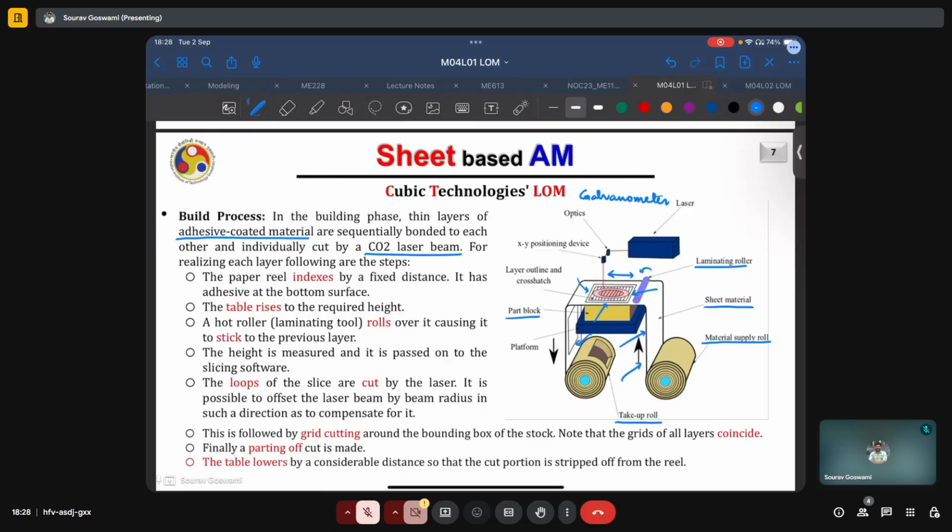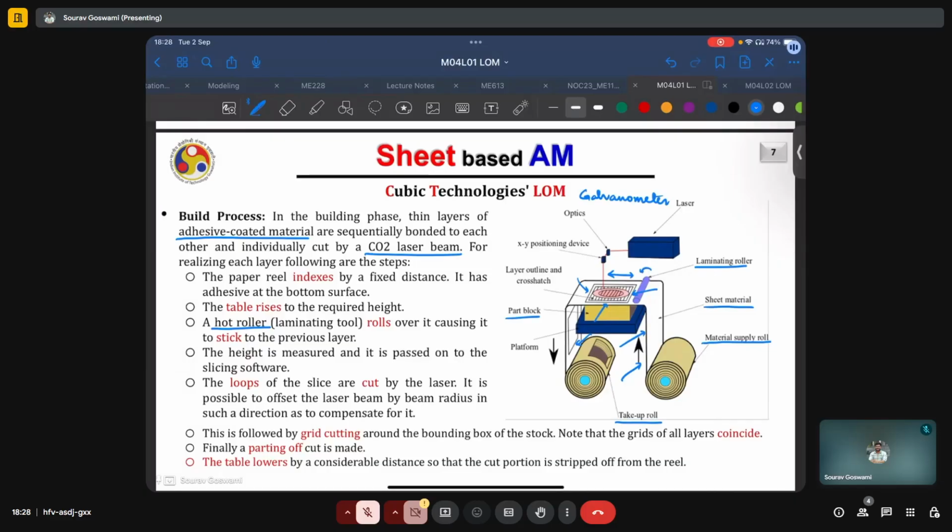In this case, the CO2 laser beam is seen to be effective in cutting and joining this paper. The paper is indexed by a fixed distance and it has adhesive at the bottom surface. In each layer, the table rises to the required height. A hot roller, which is the laminating tool, rolls over it, causing the paper in the current layer to stick to the previous layers.